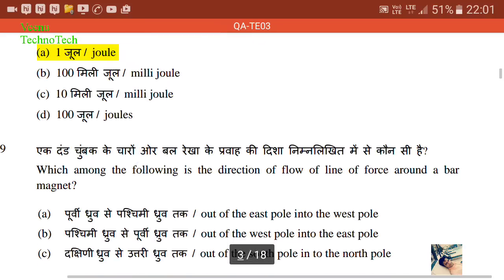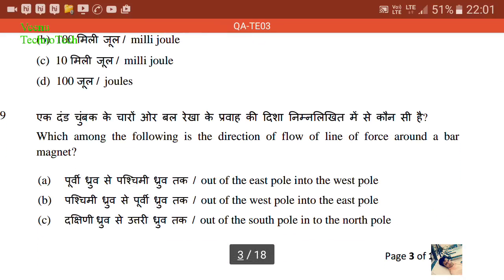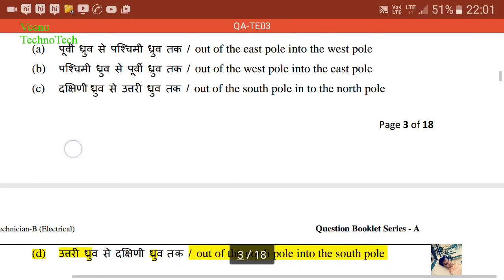Next question. Which among the following is the direction of flow of line of force around a bar of magnet? In a bar of magnet, magnetic lines of force are flowing from north pole to south pole. So correct answer is D.